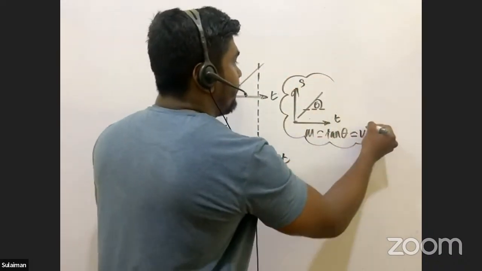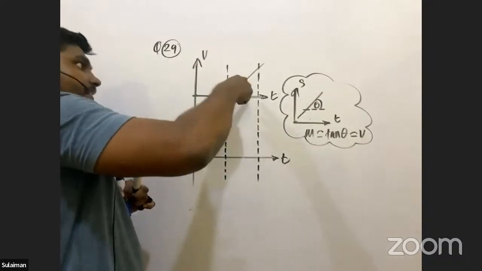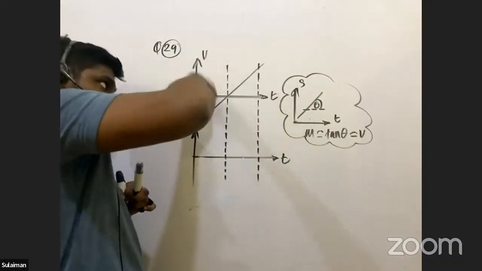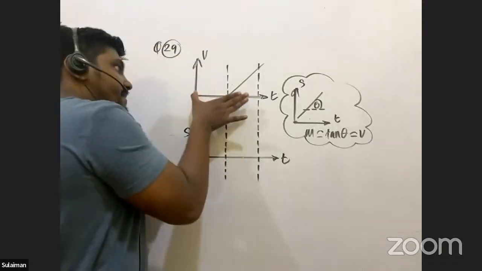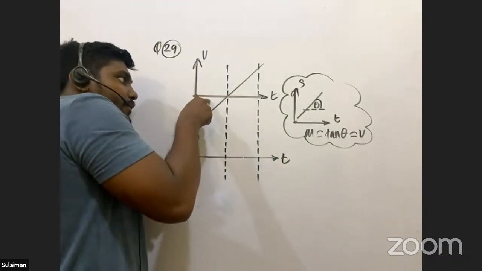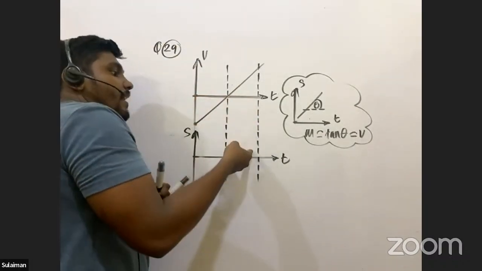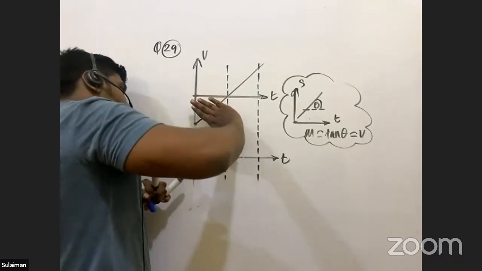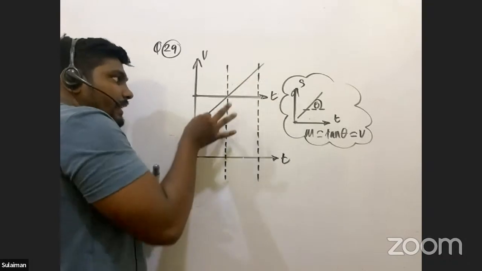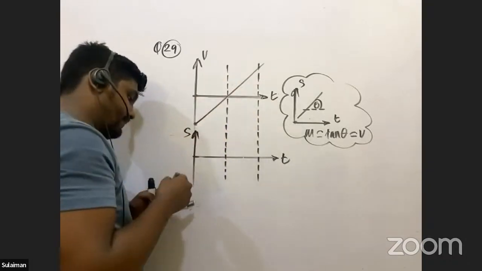In a VT graph, a velocity time graph, the y-axis represents velocity. Now we have a velocity time graph, and we want to obtain the corresponding displacement time graph. I can divide this graph into two sections, section 1 and section 2.